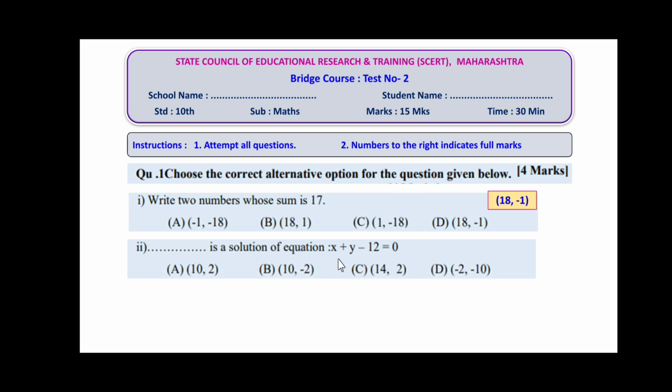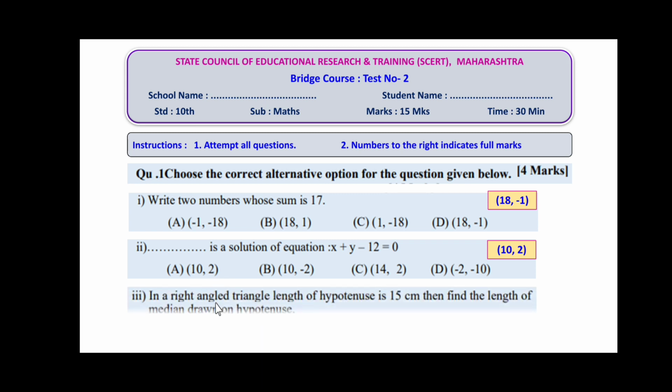Secondly, a dash is a solution of the equation x plus y minus 12 is equal to 0. The values of x and y should be such that their sum is 12, and the option out of these 4 is 10 and 2. The rest are not valid. So option A is the right solution, that is 10, 2.